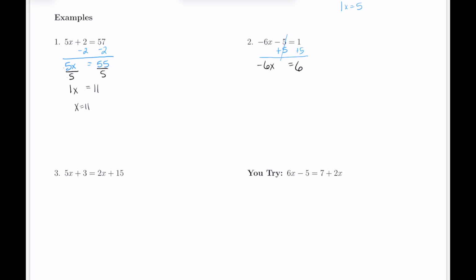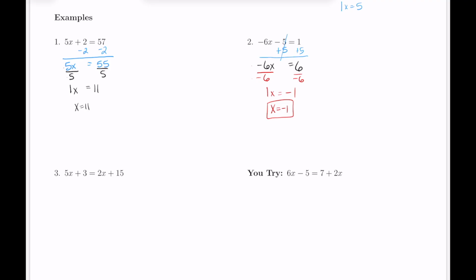My next step then would be to divide both sides by a negative 6. So I'll divide the left side by negative 6 and the right side by negative 6. Over here I have negative 6 divided by negative 6 is a positive 1. That's what I wanted. And then I have equals negative 1. So 1x equals negative 1, or in other words, x equals negative 1.